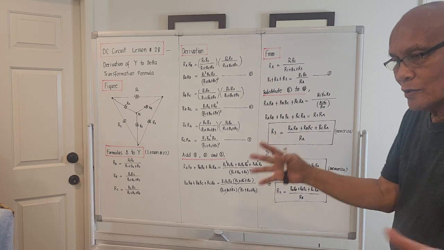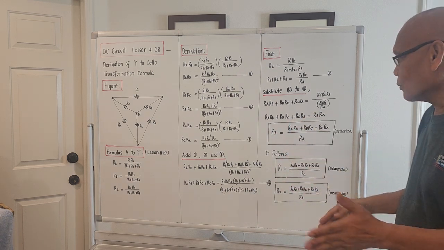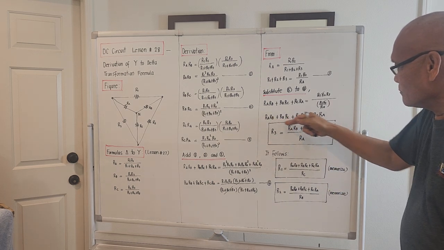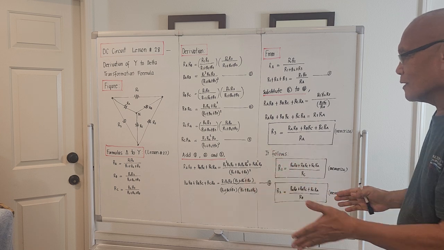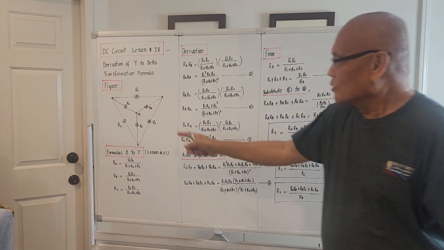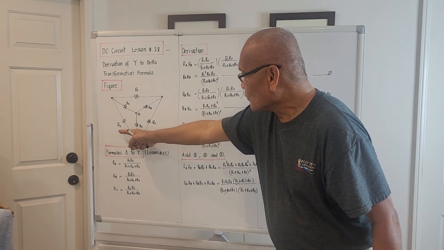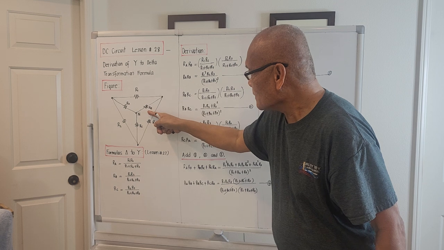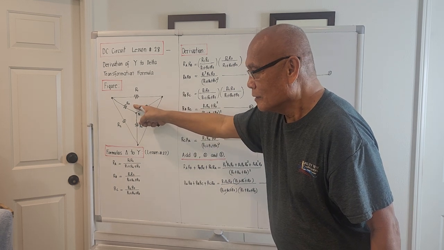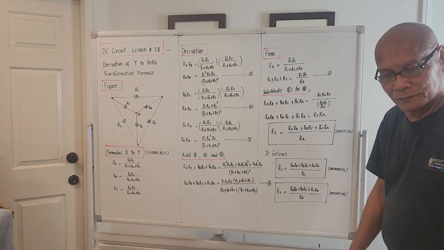So the transformation formulas, the final transformation formulas for Y to delta will be this one here. Same numerator, but the denominators are different. And for us to know the correct denominator, if we try to compute for R sub 1, the denominator should be R sub C. If we try to compute for R sub 2, the denominator should be R sub B. If we try to compute for R sub 3, the denominator should be R sub A. That's the final formulas, and we go to the derivation now.